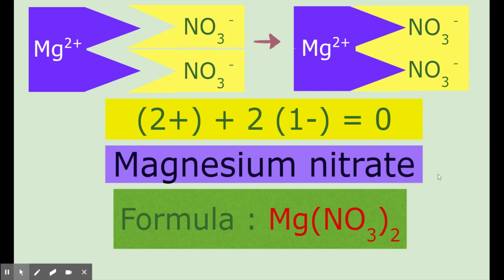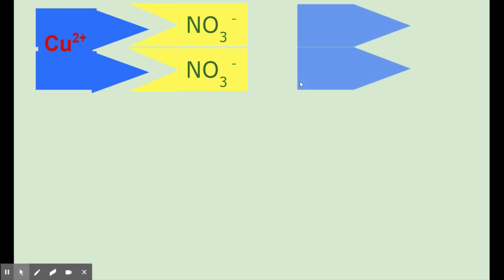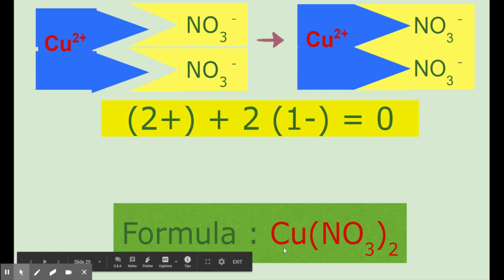Well, let's look at another higher level example. This time I've got a copper 2 ion and two nitrate ions. One copper 2 ion pairs with two nitrate ions to get the charge balanced. So we write 1 Cu and then a bracket NO3 and then 2. This one looks very similar to the previous one.